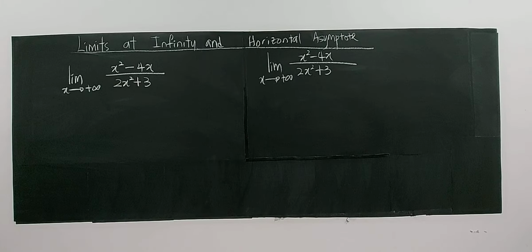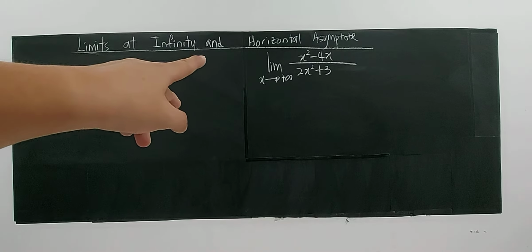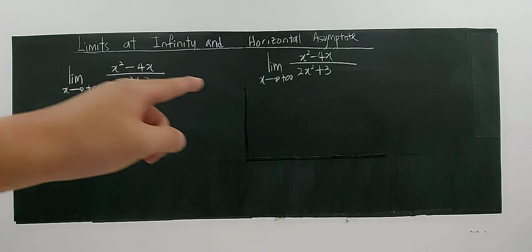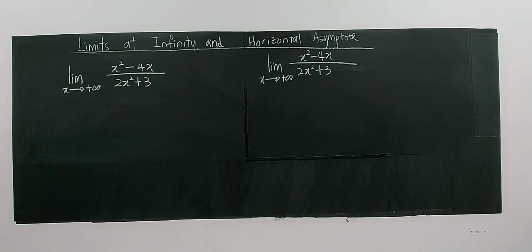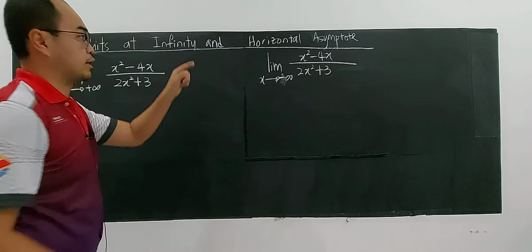Hi, let's continue with these examples. So then you have limits at infinity. One is approaching positive infinity. One is approaching negative infinity. I put negative infinity for the same function here.